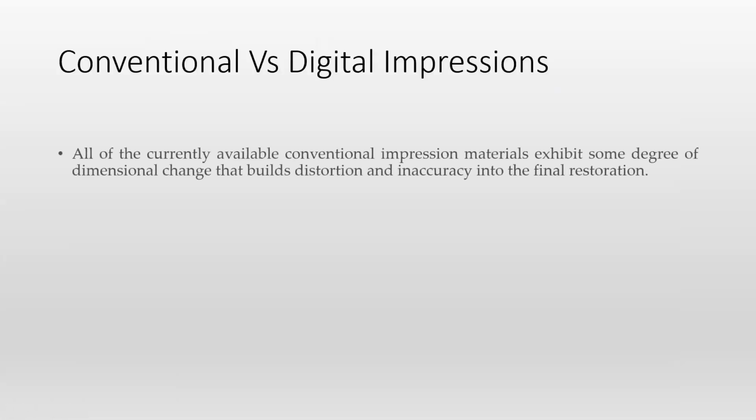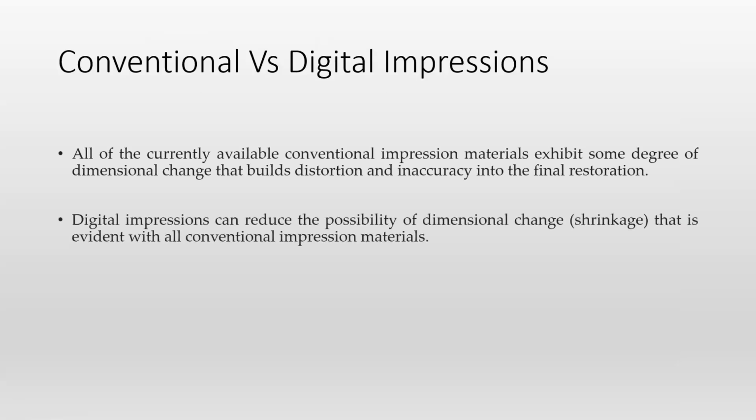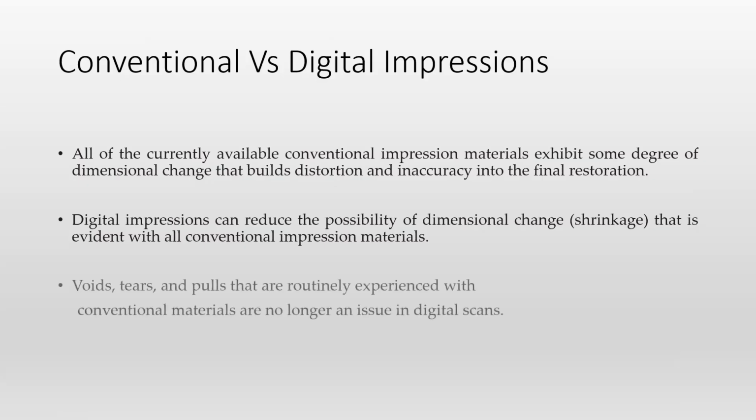So moving on to digital impressions. Suppose we don't plan it on the software, we can do the digital impression. The difference between conventional and digital impressions is that digital ones are more predictable dimensionally. Conventional impressions have dimensional changes that build distortion and inaccuracies into the final restoration. Digital impressions can reduce the dimensional change that is evident with all conventional impression materials.